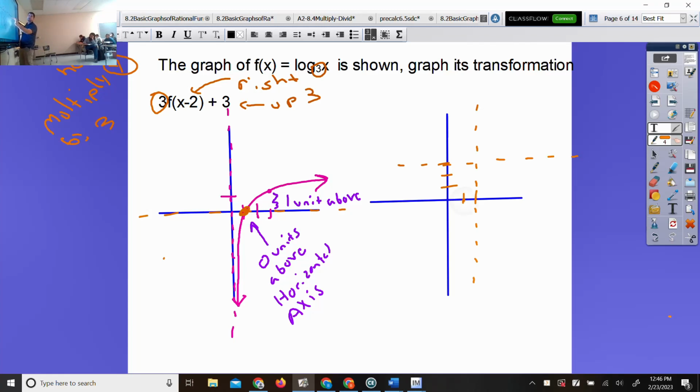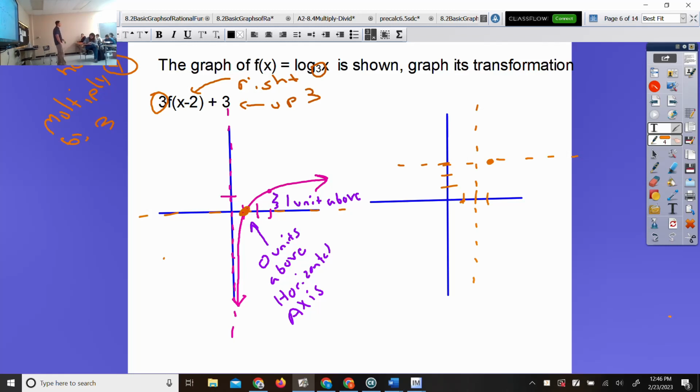It was right here, wasn't it? You go right 2, you'd be right there, and then up 3. Right on the horizontal axis. How many units away from the new origin? 1, just like the original. The other one's a little bit harder.